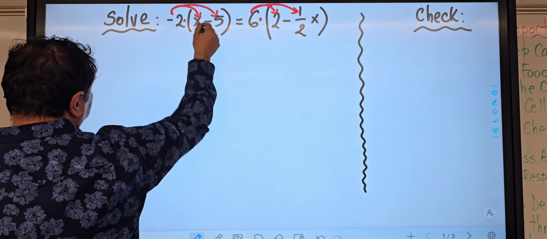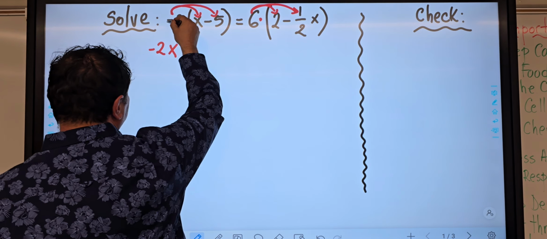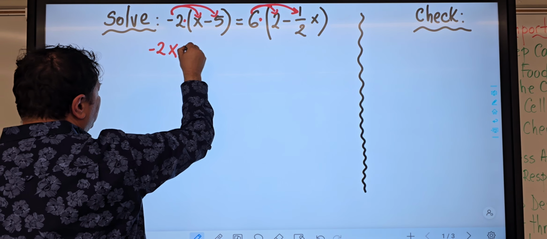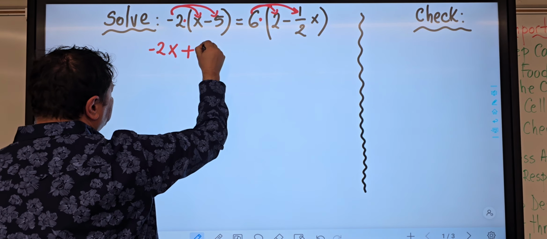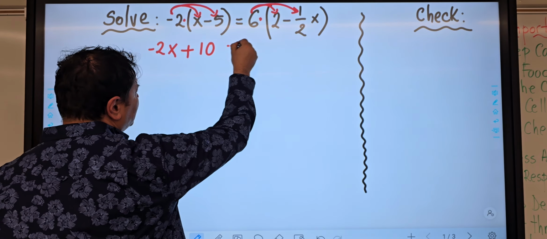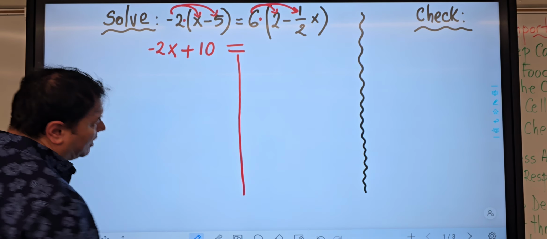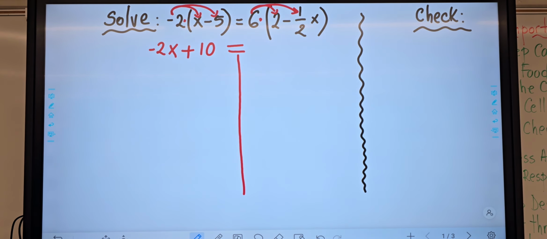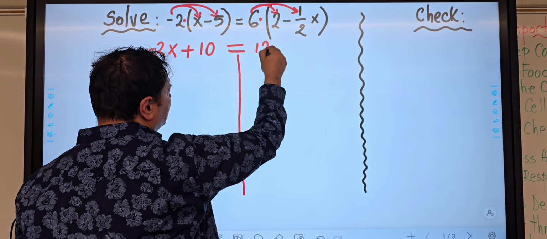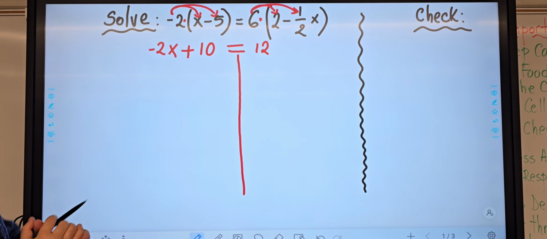We have negative 2 times x becomes negative 2x. Negative 2 times negative 5, remember negative times a negative becomes a positive. 2 times 5, 10. Now we have the equal sign. Okay? Remember I told you, you can draw a line down from the equal sign. And then let's multiply here. We have 6 times 2 becomes 12. And 6 times negative 1/2. Let's keep it there for now.